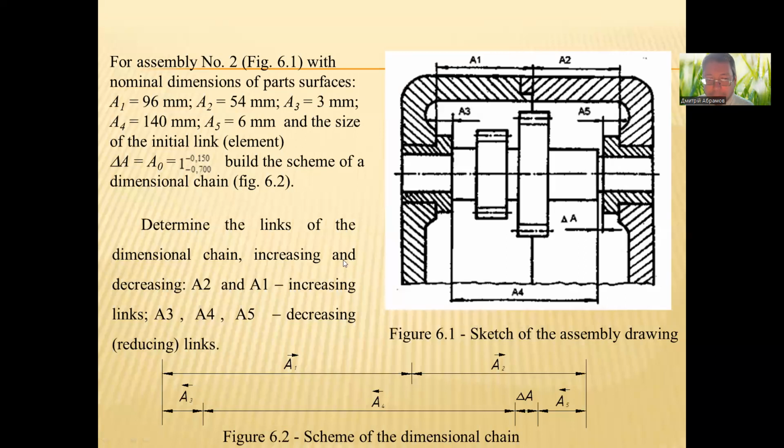Write down in your notes the scheme of the dimensional chain. This scheme is for assembly number 2 from figure 6.1.